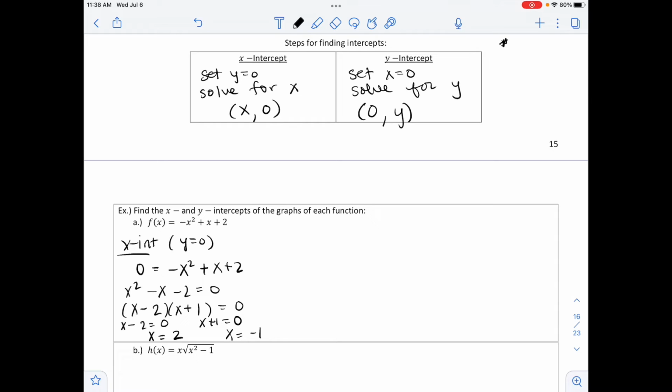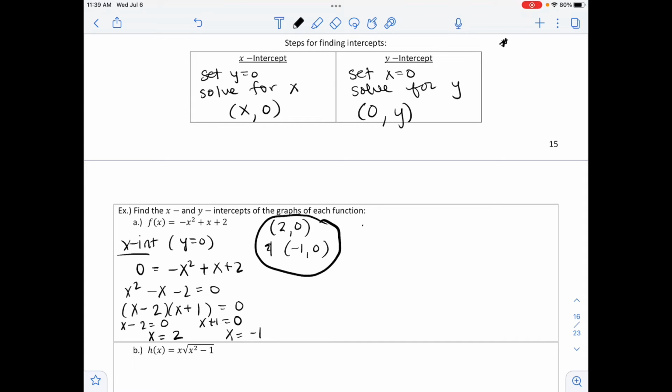So to write these intercepts, they need to be points. And so a point or an ordered pair we have as (2, 0) and the other one would be (-1, 0). And these are going to be our x-intercepts.